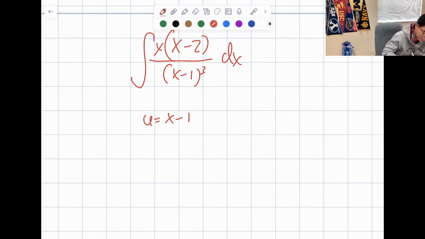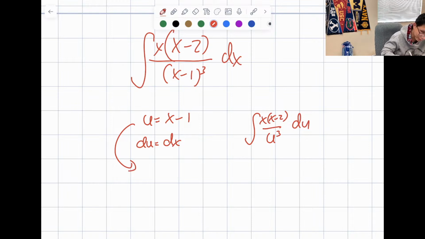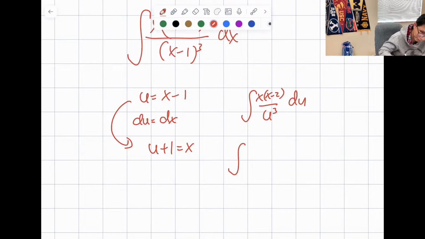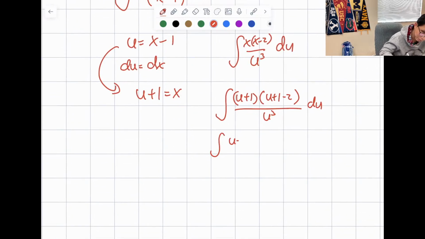u equal to x minus 1. du equal to dx. And I get to this part, I say, okay, that's gonna be u to the third du, and the x times x minus 2. So I figure I just do back substitution. That's gonna be u plus 1 equal to x. So that means everywhere you have x, you replace it with u plus 1. So u plus 1 times u plus 1 minus 2 over u to the third du. And that's going to be u plus 1 times u minus 1. And I was like, oh man, that's beautiful. That is cute.